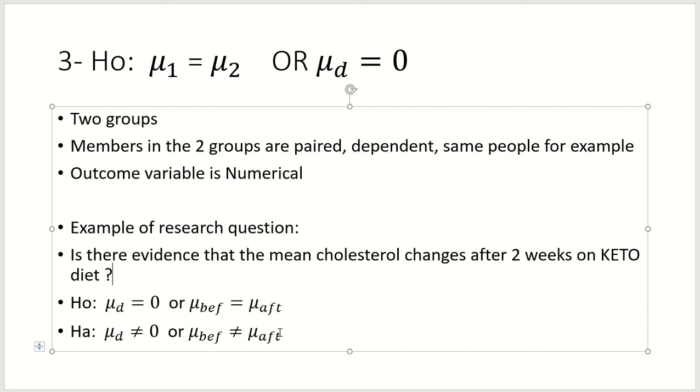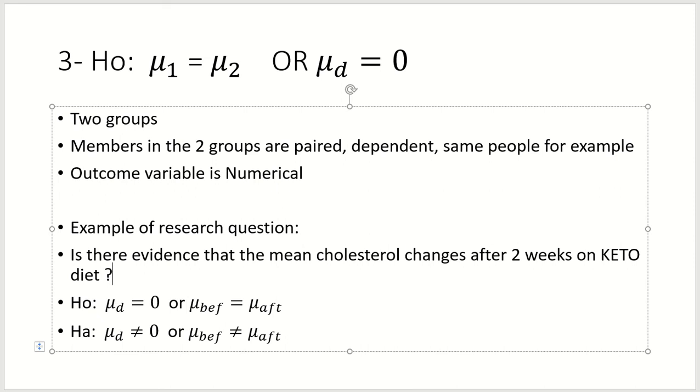We talk about the dependent variable and the independent variable. Your dependent variable is your outcome. Your outcome here is cholesterol level. And your independent variable, this is your grouping variable. This is your exposure. And your exposure is whether they were exposed to the keto or not exposed to the keto. So your independent variable is before the exposure and after the exposure. And therefore, you have two groups.